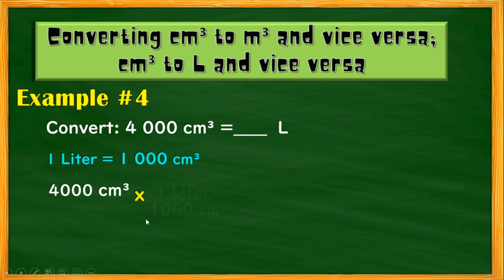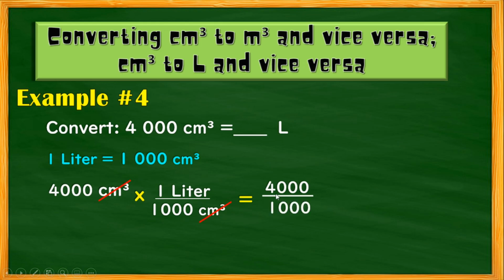4,000 multiplied by 1 liter over 1,000 cubic centimeter, because 1 liter is equivalent to 1,000 cubic centimeter. So remove cubic centimeter and cubic centimeter. Therefore, we have 4,000 multiplied by 1. The answer is 4,000, and then divided by 1,000. Cancel the 0s, and 4 divided by 1. The answer is 4 liters. So that would be the process.